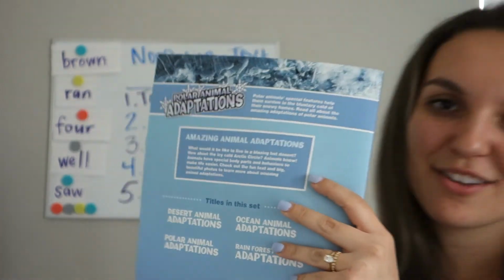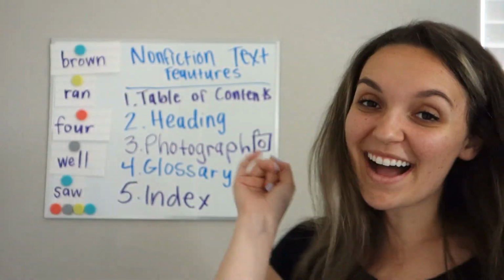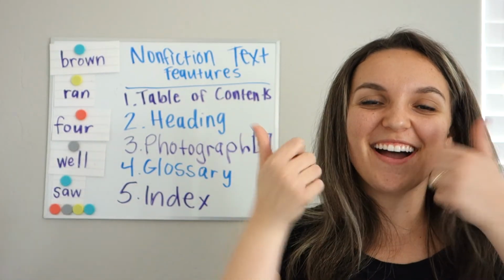All right, that's the end of the book. Awesome job, guys. We found 5 different text features. That's awesome.